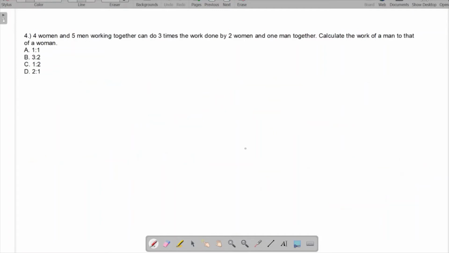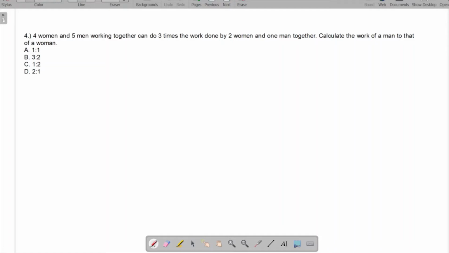So let's now see this question. 4 women and 5 men working together can do 3 times the work done by 2 women and 1 man together. Calculate the work of a man to that of a woman. So we have to again find the ratio. So let's see first of all what is given to us.